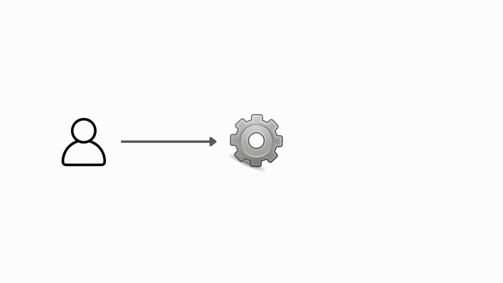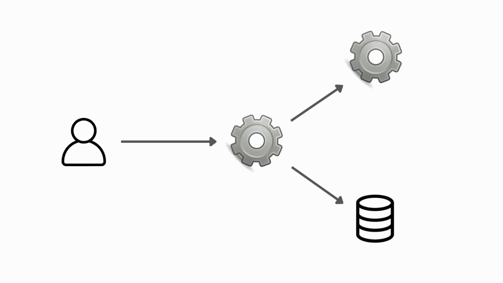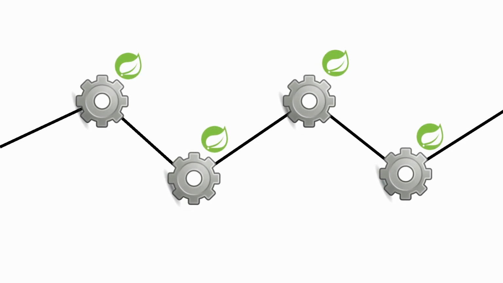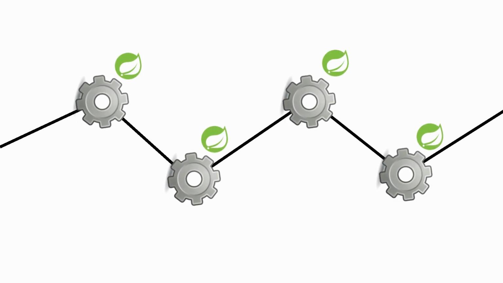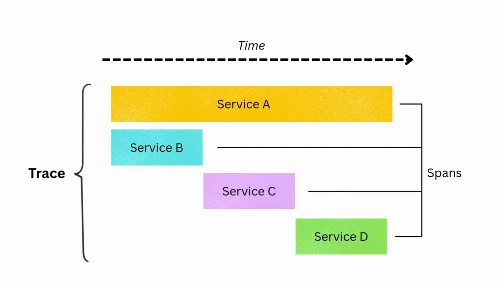When a request enters a Spring Boot application, it rarely stays in just one place. In a microservice system, that single request can travel through multiple services, databases, and APIs. But when something goes wrong, how do you know where the problem is? In this video, we will configure distributed tracing in a Spring Boot application step by step using Micrometer and OpenTelemetry, and we will visualize the traces on Grafana UI.